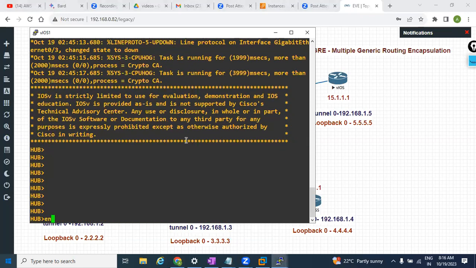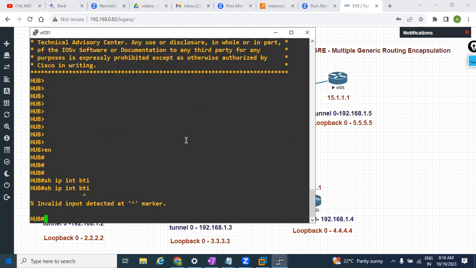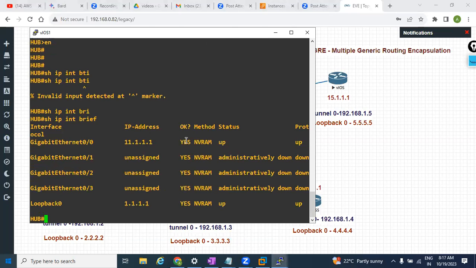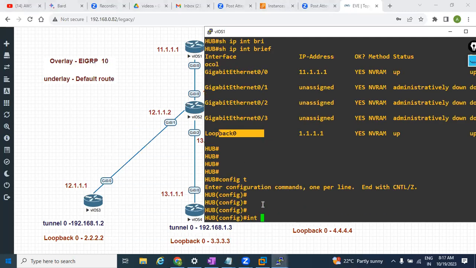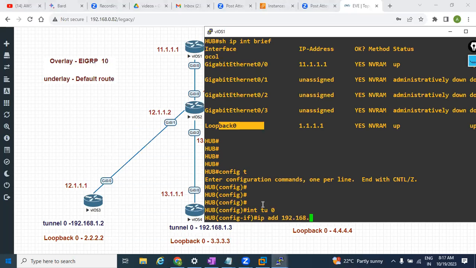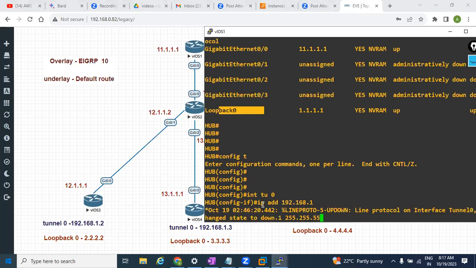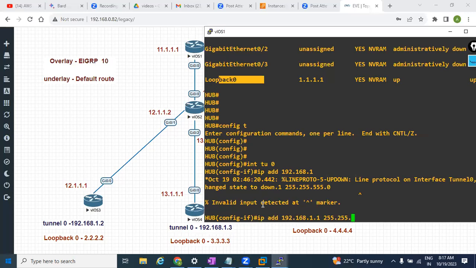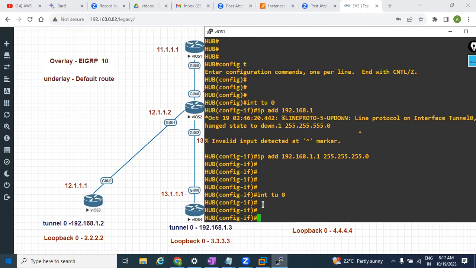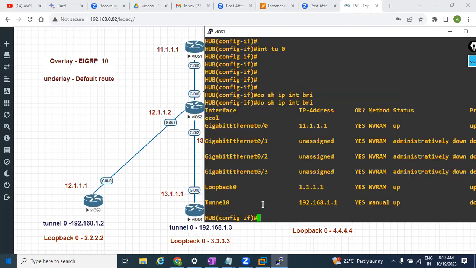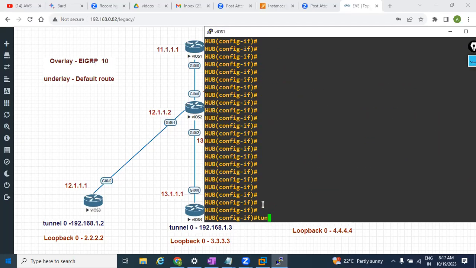Basic configuration, so I'm sure it should be there. Show IP interface brief. It's there. Oh, that is not there. It's just 5 minutes. Okay, interface tunnel 0, IP address 192.168.1.254. The same tunnel interface 0. Do show IP interface brief. Yes. Now, tunnel source 11.1.1.1. Tunnel mode GRE multipoint.